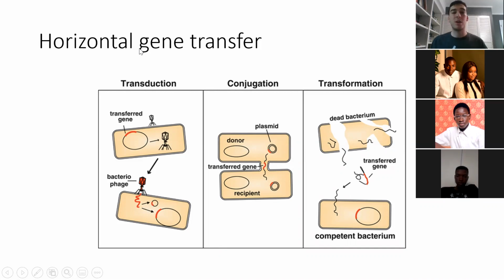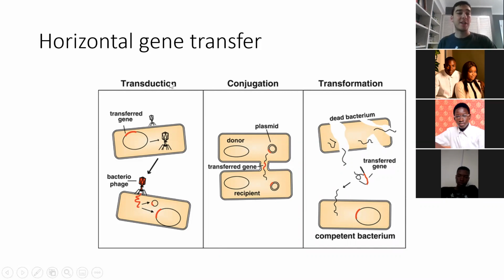First of all, what do I mean by horizontal? So vertical gene transfer is essentially a mother cell to a daughter cell. It's transmitting the DNA vertically based on the lineage, the parental lineage. Horizontal gene transfer is where microbes that aren't related to each other can transmit DNA. And that can be done in a few different ways.